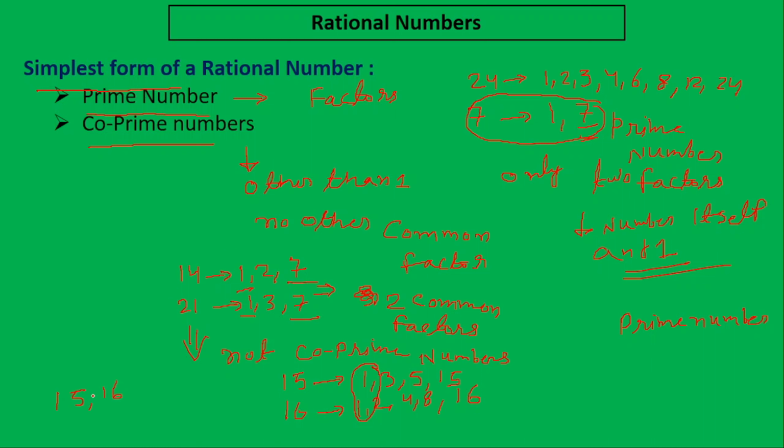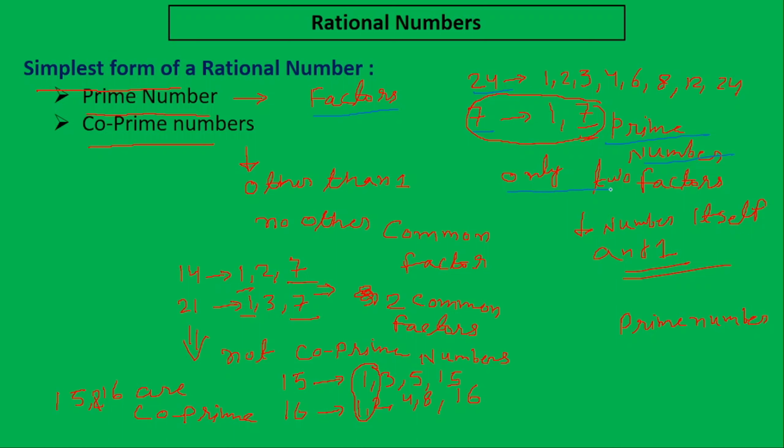These are not prime numbers. 15 and 16 are not prime numbers, but these two together are called co-prime numbers. So it might be possible that one number is not prime, but when compared with another number, it may become co-prime. Like 15 and 16 are not prime because 15 has more than 2 factors, and 16 also has more than 2 factors. But taken together, 15 and 16 are co-prime.